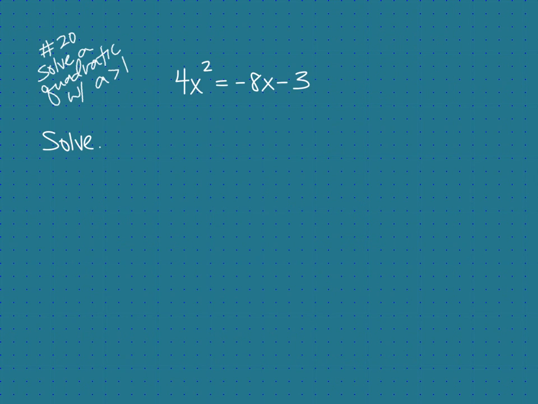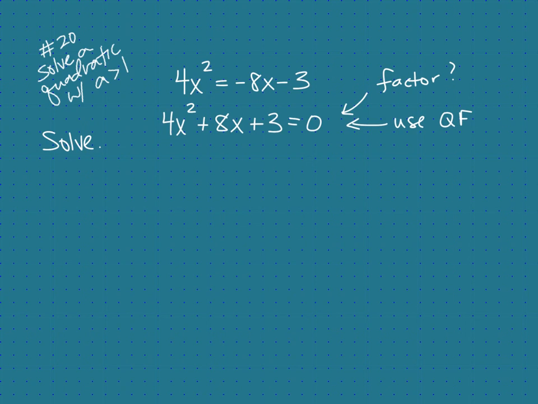All right, number 20 is having us solve a quadratic where a is greater than 1. What you need to do in order to solve a quadratic is get it equal to 0, preferably keeping the quadratic term positive. So I'm going to add 8x and add 3 first. So we'll have 4x squared plus 8x plus 3, and now it's equal to 0. Now it's ready to either factor if it can be factored, or you can always use the quadratic formula, which will work no matter what. So it's completely up to you. I'm going to see if this is factorable first.